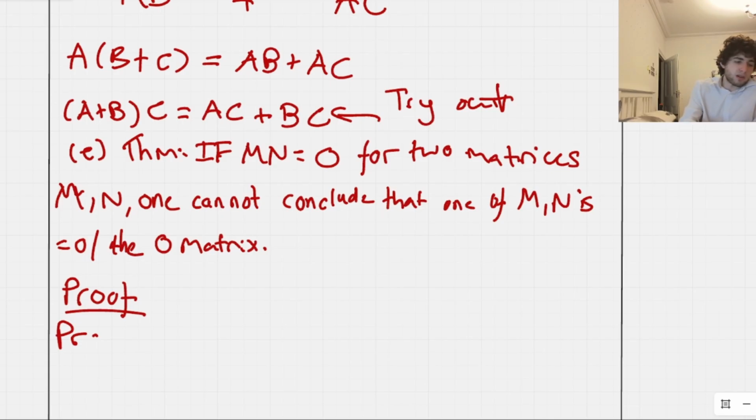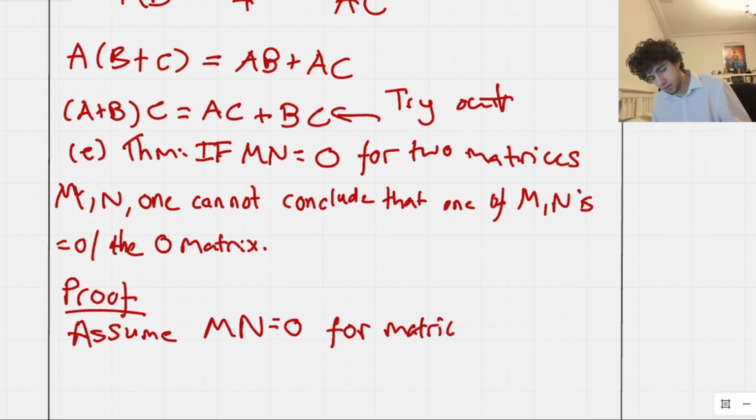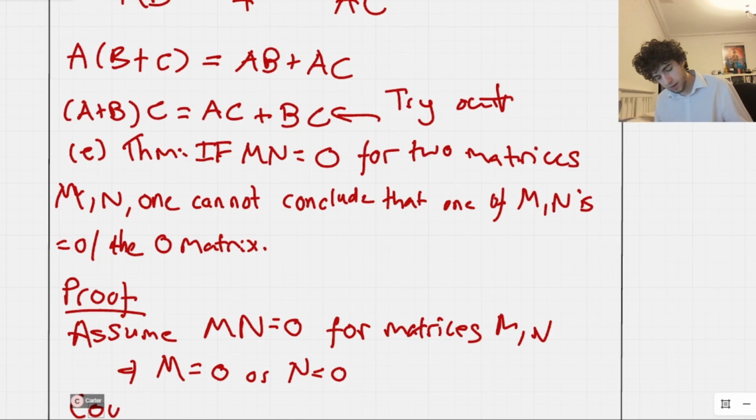So that was also what we did for showing matrix multiplication is commutative: we assumed it was commutative and found the counterexample. So it's a disproof, really. So disproof by counterexample. So we assume first that if MN is equal to 0 for matrices M and N, this implies that M equals 0 or N equals 0. Now we can find a suitable counterexample to that claim.